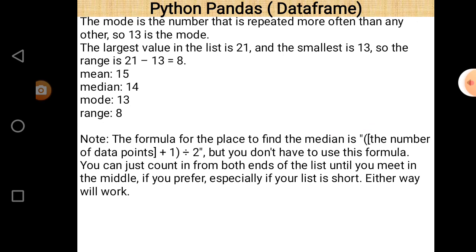Again, mean is the average of numbers of a particular data set. Median is the middle value of a data set, and mode is the value which appears the largest number of times.